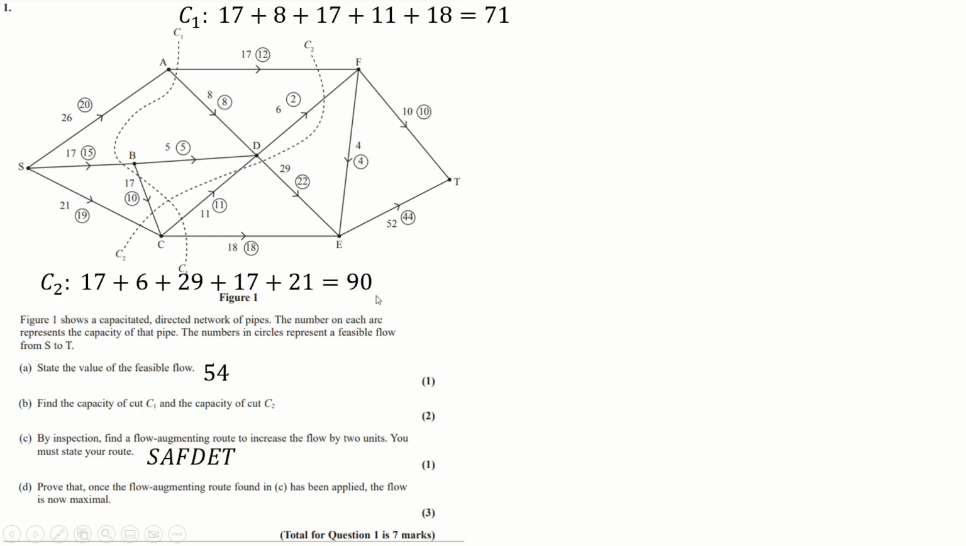Then it says, by inspection, find a flow augmenting route to increase this. So let's increase this by a couple, because we can. It says by 2 units. We can increase this by a couple. We can increase this by a couple. We can't increase this, so we're going to have to go from this to this. Then from F, we can't increase over either of these. However, we can decrease this one by 2.